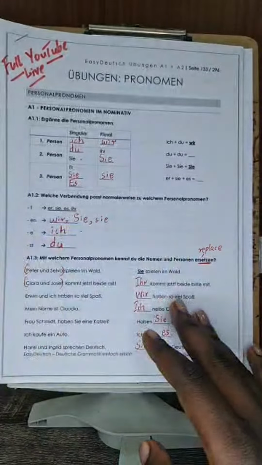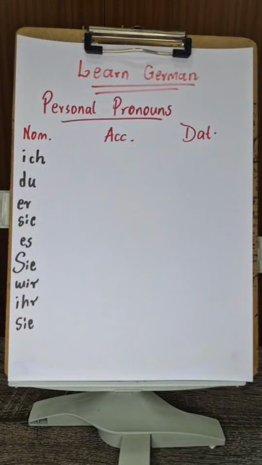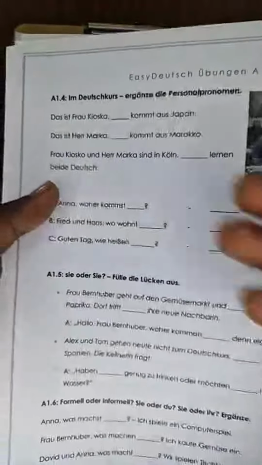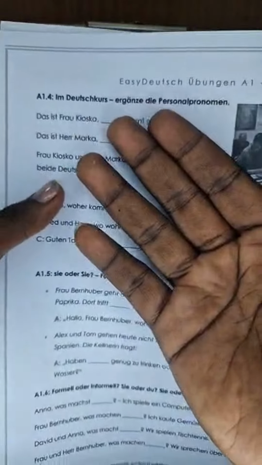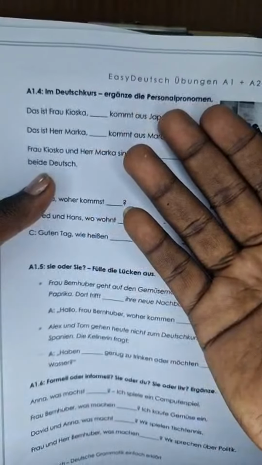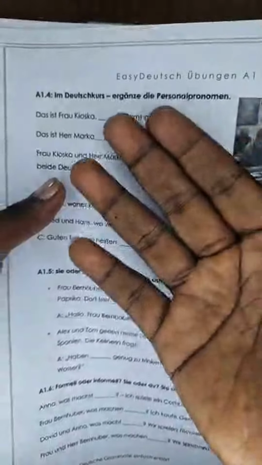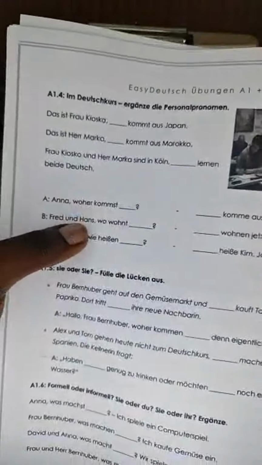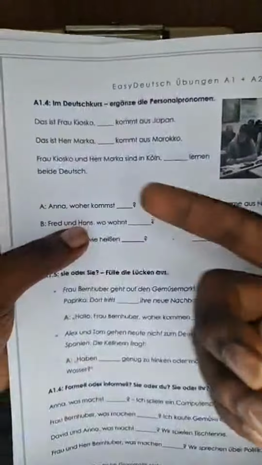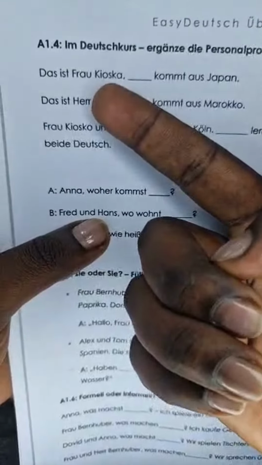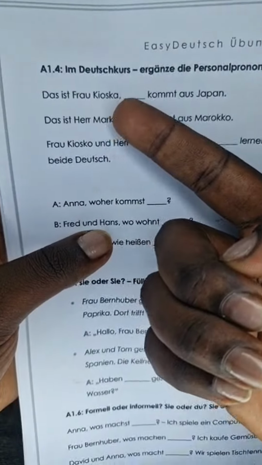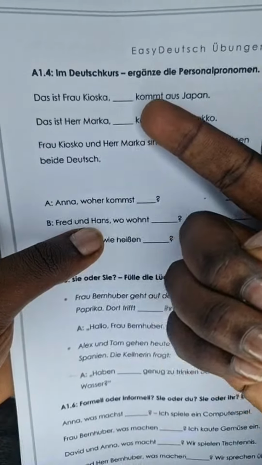So anyways, if that has been well captured, we can now go ahead and take some other question. Let's go ahead and see some other question. So look at the following then. They're asking us here, im Deutschkurs ergänze die Personalpronomen. So fill in the personal pronoun, right? And then they're telling us here, das ist Frau Kioska. So that is Mrs. Kioska, all right? And then dash kommt aus Japan.